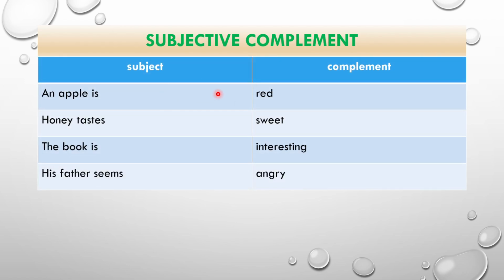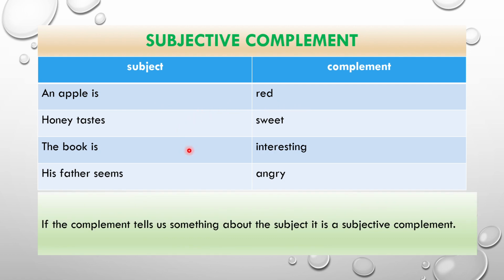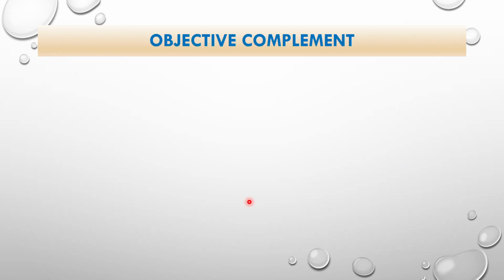So if the complement is telling us something about the subject, it is a subjective complement. Like here, the apple is red, so it is telling about the subject apple. Honey tastes sweet, telling about the honey, which is the subject. The book is interesting, telling about the book. His father seems angry, telling about the father. So these are all talking about the subject and hence are called subjective complements.